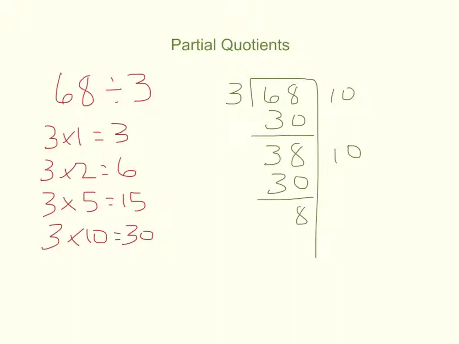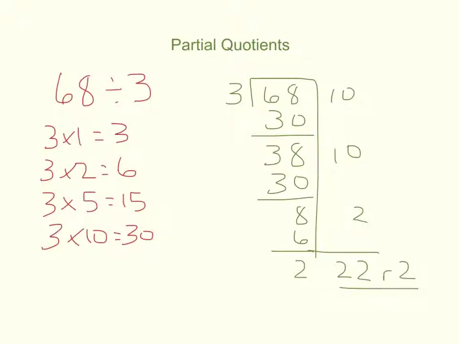Well, I could do one group of 3, would be 3, or I could do two groups of 3, that's 6. And I have 2 left over, which is smaller than the 3, so that's where I'm going to stop. Now all I have to do is add the other numbers together. 10 plus 10 plus 2 equals 22. So my answer is 22 remainder 2.